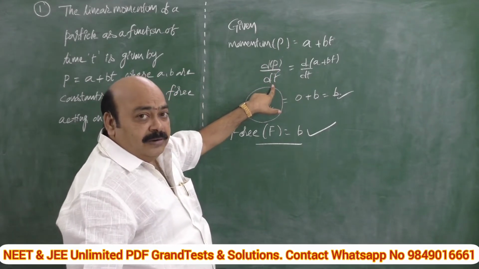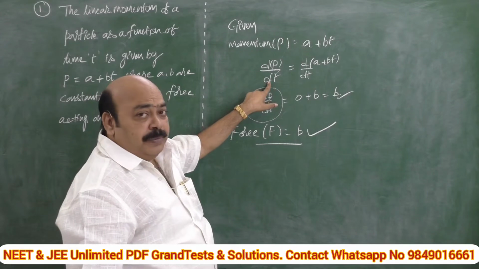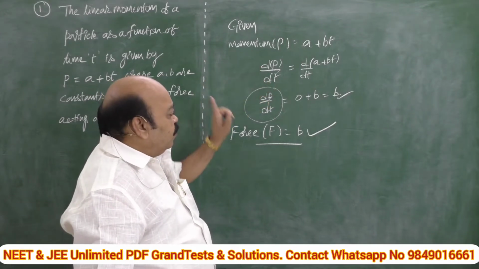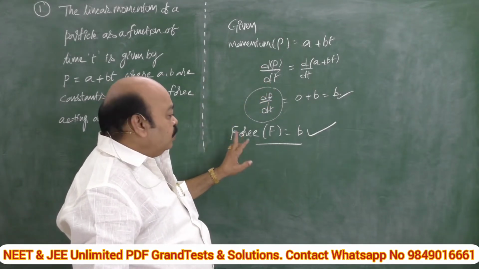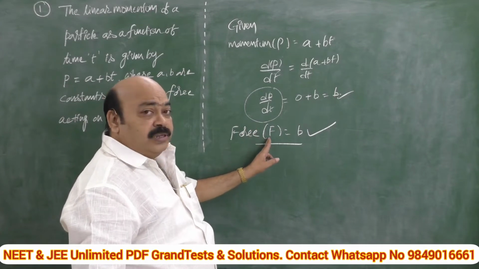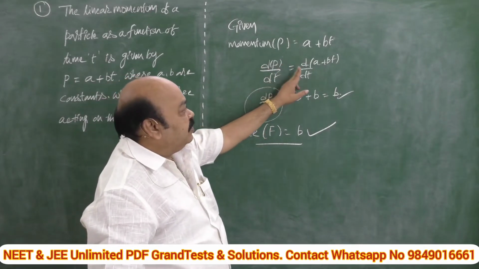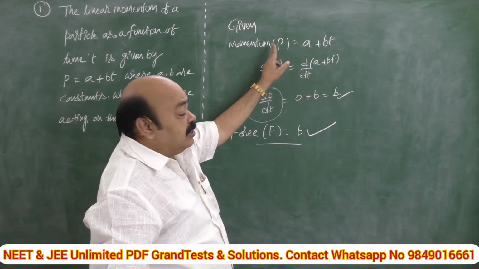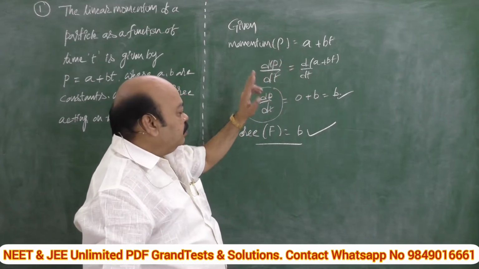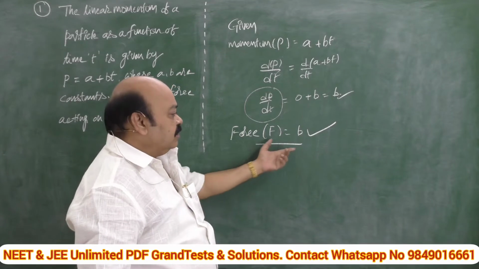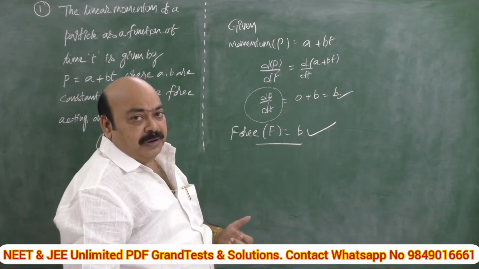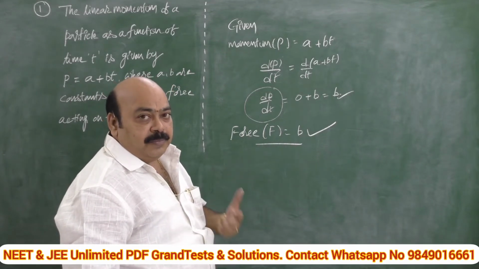Why, sir? Rate of change of momentum is equal to force acting. That's why what we are going to calculate, this force, is equal to rate of change of momentum. That's why I am differentiating the given expression of momentum with respect to time. Hence the force acting is nothing but b. It's a simple but theory related problem.